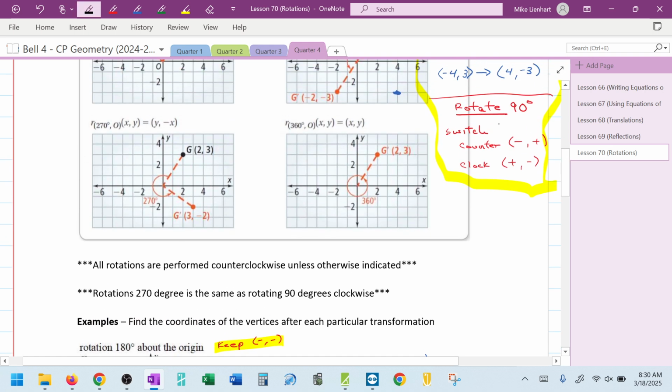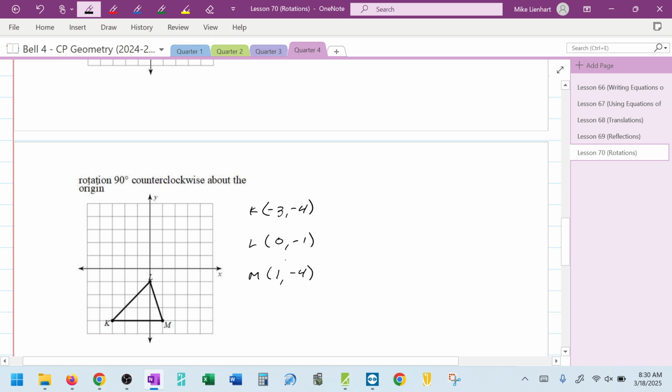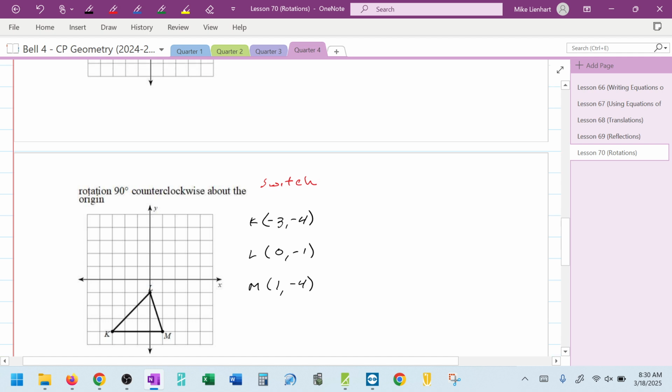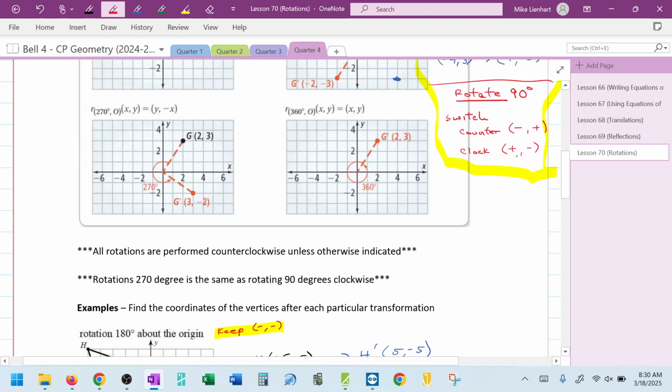For rotating 90, it's a switch. So that's the first thing I need to remember: for each one of those, I'm going to switch the order of the numbers. So I'm thinking switch. And then I've got to figure out, is it opposite same or is it same opposite?